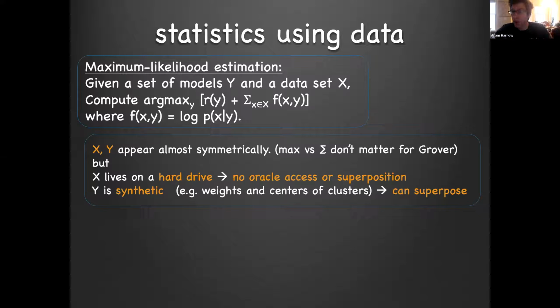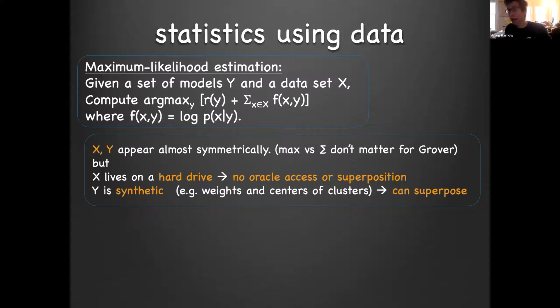How can a quantum computer speed this up if you don't know anything more about the structure of it? So as a math equation, X and Y appear almost symmetrically. One of them is a max and one of them is a sum, but you can get Grover speedups for both of these. However, X lives on a hard drive. It's a data set. We do not have superposition access to it. Whereas Y, for many classes of models, is a synthetic data set. It's like the truth table of a function. It's something that we can easily get superposition access to.